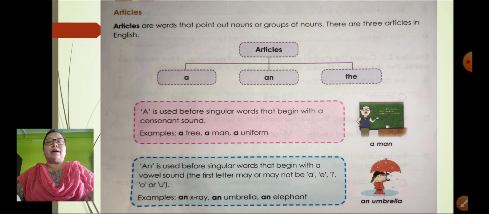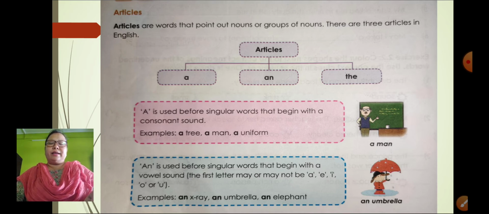So children, the articles a and an are determiners used before nouns and sometimes adjectives. A comes before singular nouns that begin with a consonant sound. Examples: a rat, a unit, a xylophone. Clear? An comes before singular nouns that begin with a vowel sound or a mute H. Examples: an adult, an X-ray, an heir. Okay?